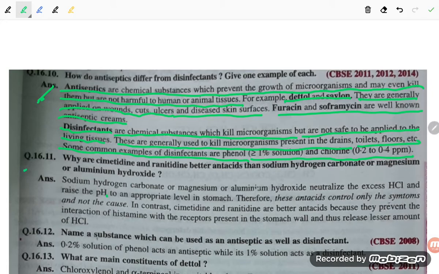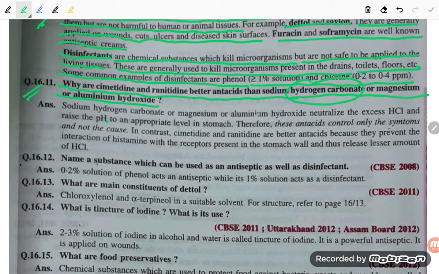Now let us have a look, students, at question number 11. Why are cimetidine and ranitidine better antacids than sodium hydrogen carbonate and magnesium aluminum hydroxide? See, what do ranitidine and cimetidine do, students? They block the histamine. Okay, so the release of acid is stopped, but hydrogen carbonate only neutralizes. So they cannot block the source, but ranitidine and cimetidine block the source. Let us see what they are saying.